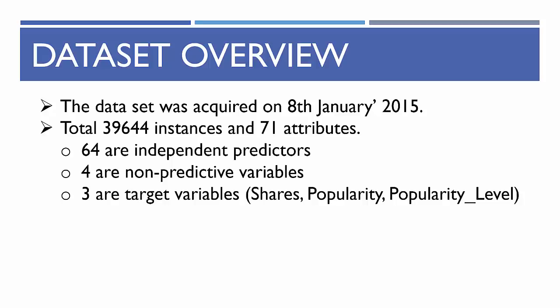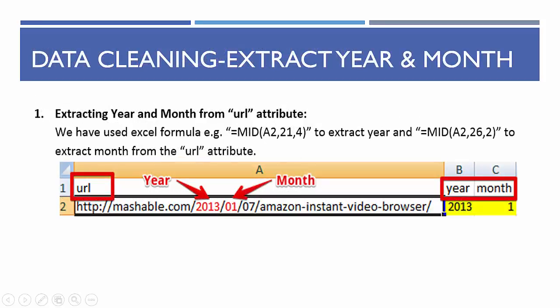Out of those 71 attributes, 64 are independent predictors and 4 are non-predictive, like URL and time delta, and we have a couple of variables which were parsed into dummy variables in the dataset: day and article type. We have three target variables: number of shares, popularity, and popularity level, which we have introduced on our own. The next thing is data cleaning.